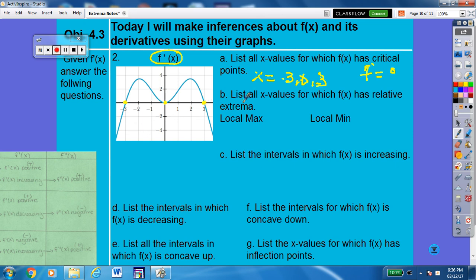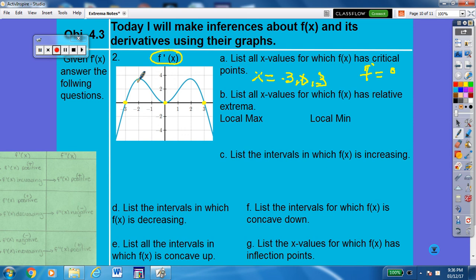The next question is very interesting because now it wants the x value for which f of x has relative max or relative min, local max, local min. While students always want to go directly to these turning points and think of those as the max and mins, and that would be true if this were the original, but it's not. It's the derivative. Since it's the derivative, we got to go back and think, all right, first derivative test, okay?